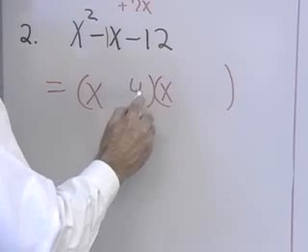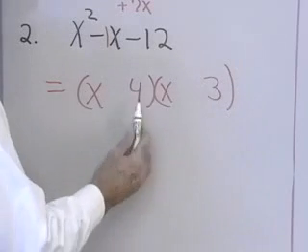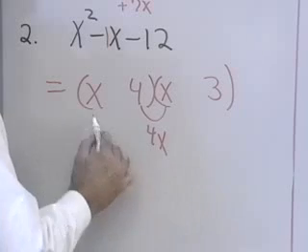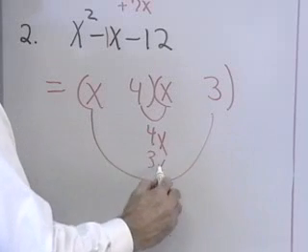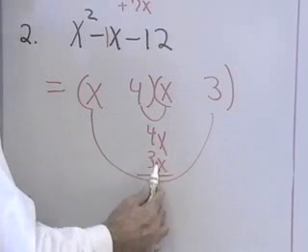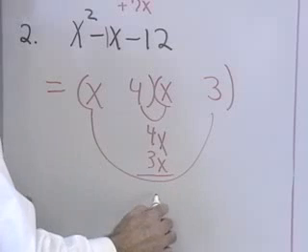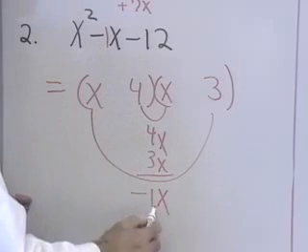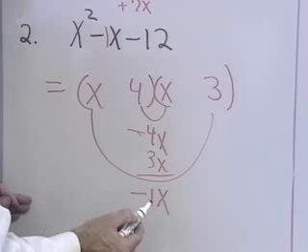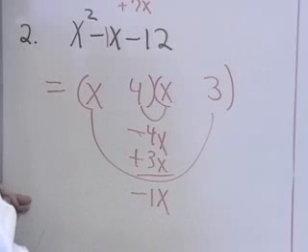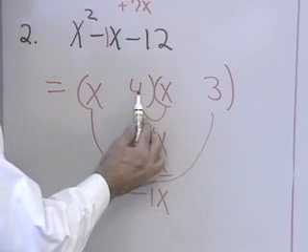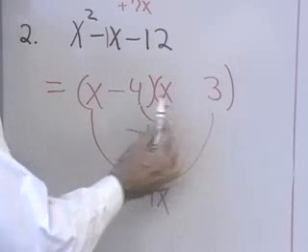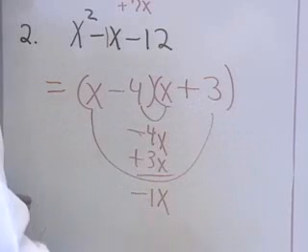How about if I try 4 and 3? 4 times 3 will give me 12. Inside is 4x. Outside is 3x. And I see that if I subtract these two, I can get 1x. So if I subtract them, I get 1x. I want that to be a negative 1x. So I'll make my 4x negative, and my 3x positive. The 4x came from the product of these two, so I'll put my subtraction sign here. The 3x came from the product of these two, so I'll put my addition sign here.